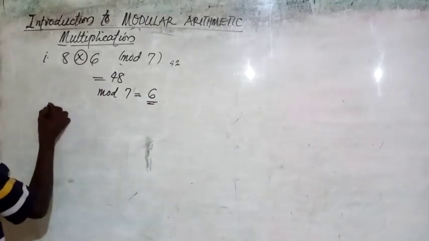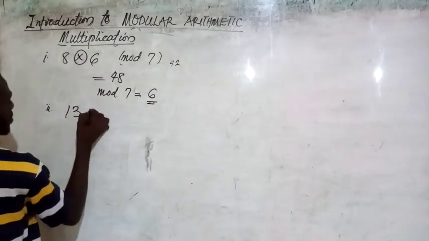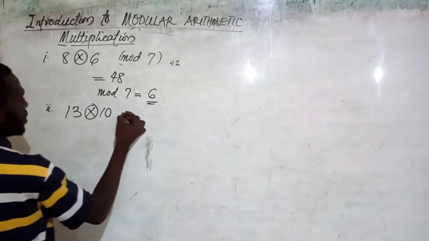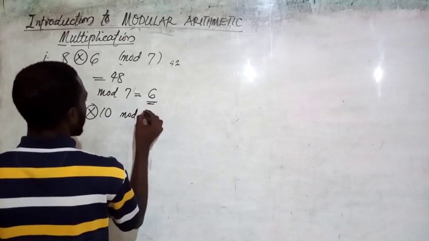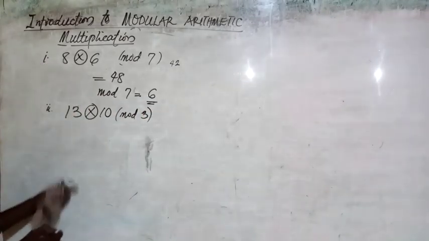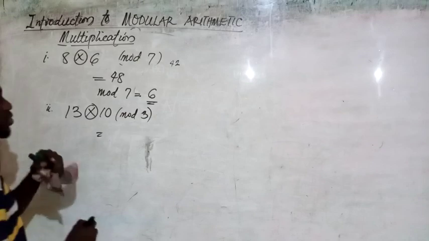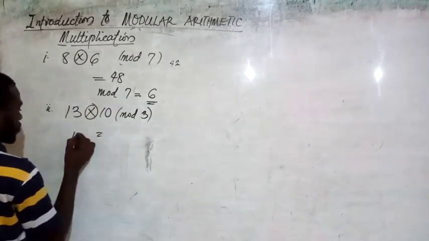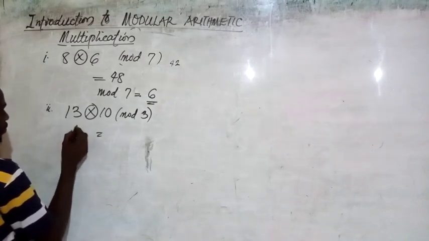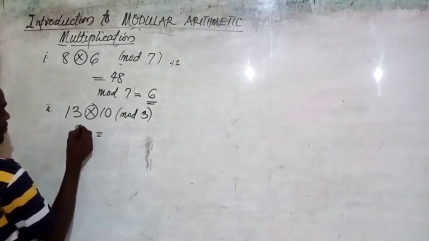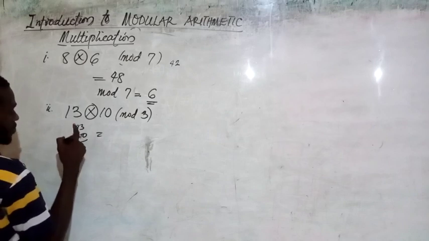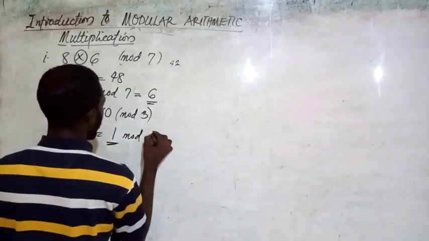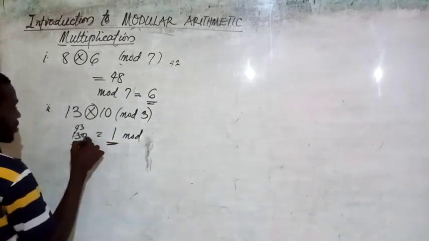Example number 2: let's say I have 13 times 10 in mod 3. This is also very simple. What we have to do is 13 times 10 will give us 130. So if we divide 130 by 3, that is going to give us 43 remainder 1. So the answer is going to be 1 mod 3.